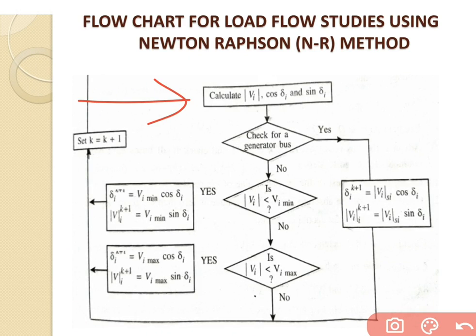Then after, check the condition, that is, check for a generation bus. If yes, then it goes to delta Ik plus 1, which is the equation we have already discussed. And if the condition is not satisfied, then it goes to check Vi less than or equal to Vi minimum, and again if that is wrong, then it checks the condition Vi less than or equal to Vi max. And we will go for the next step, step number 16, that is advance the iteration count, K equals K plus 1, and go to step number 4.